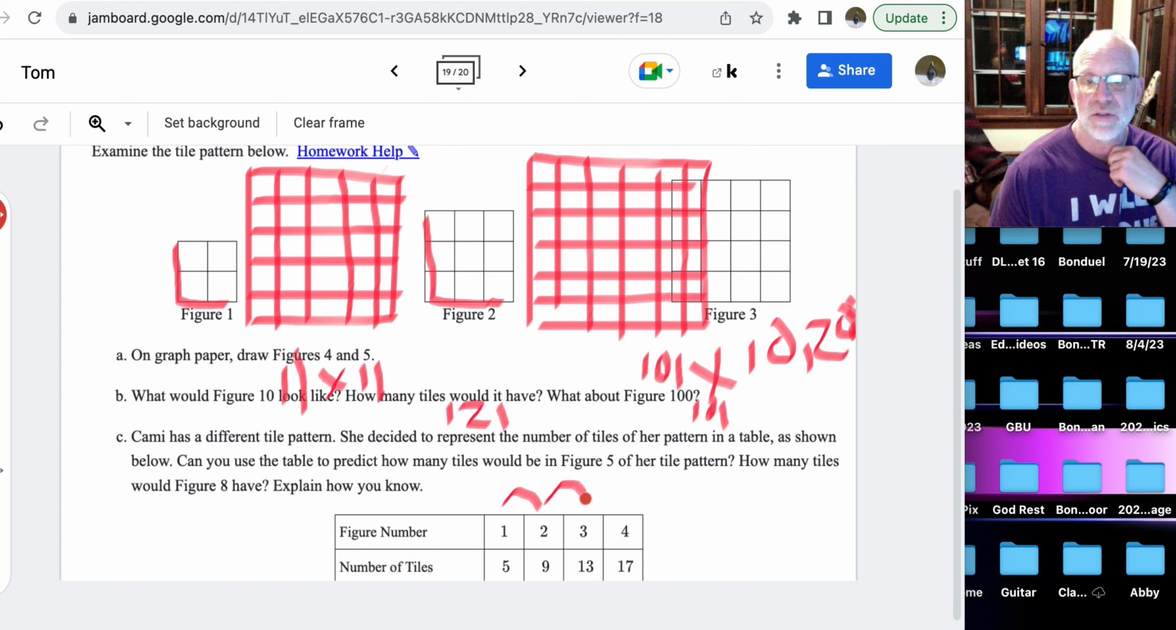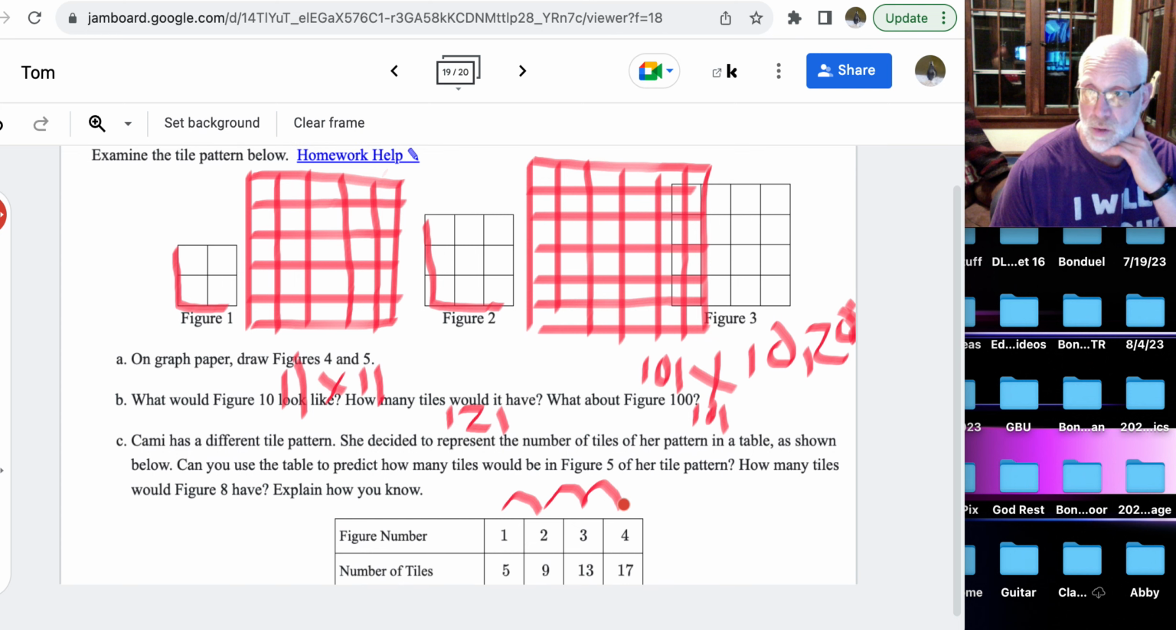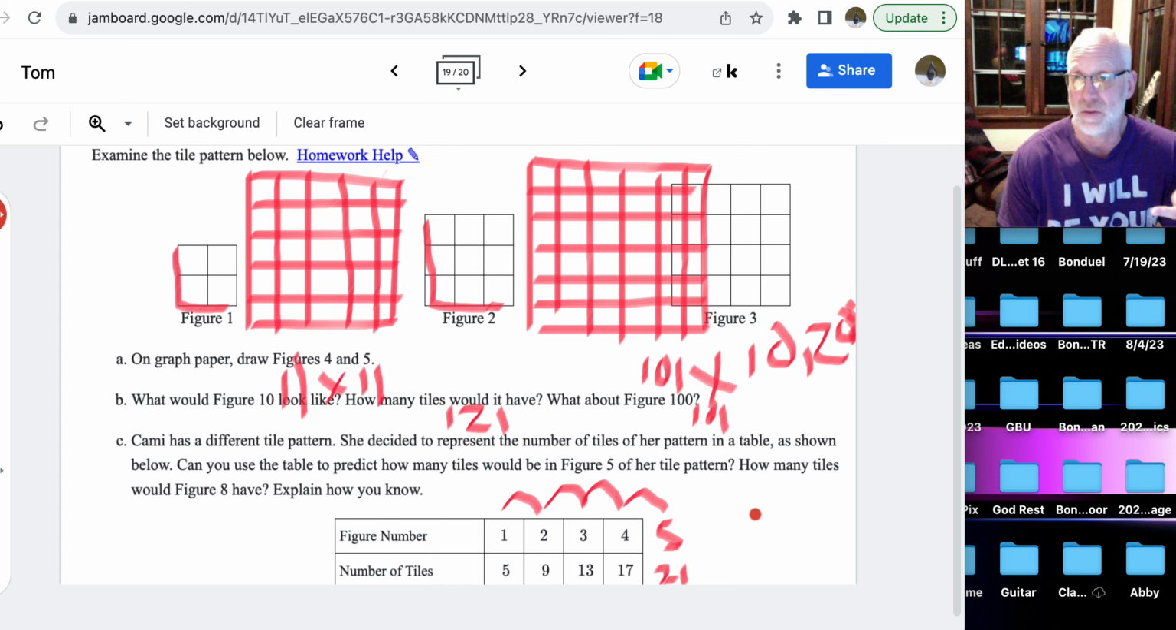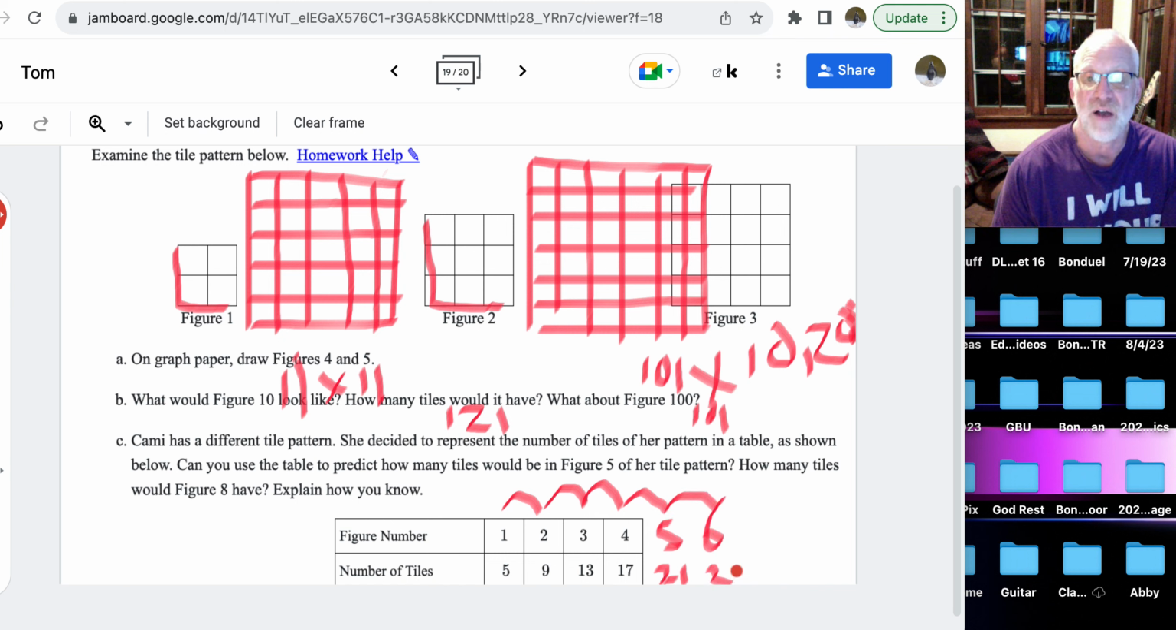9 plus 4 is 13. 13 plus 4 is 17. And then for 5, they said, well, 17 plus 4 must be 21. Now, they could continue that pattern all the way to 8, right? They could go 6 was 25, and then 7 was 29, and then 8 would be 33.